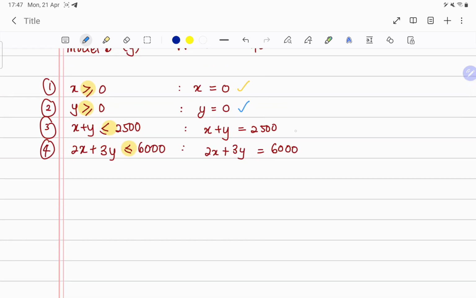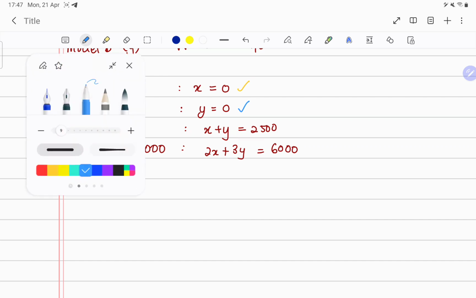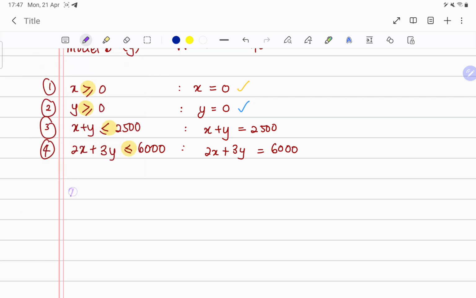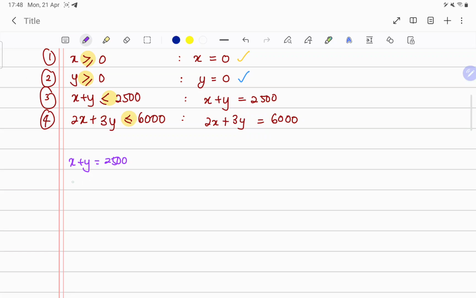Now we're going to draw x plus y equal to 2500. So basically, for this guy, x plus y equal to 2500. In order for us to draw it, you need to identify first. This is a linear equation, right? So when we want to draw the graph, you need to find two coordinates, which is you let x equal to 0, then find the value of y. How? Substitute x equal to 0 here, so 0 plus y equal to 2500. So your y will be 2500. So you get one coordinate here, which is 0 and 2500.